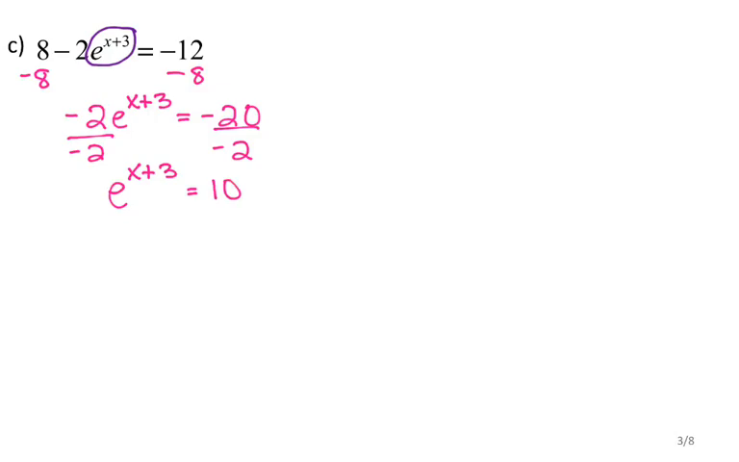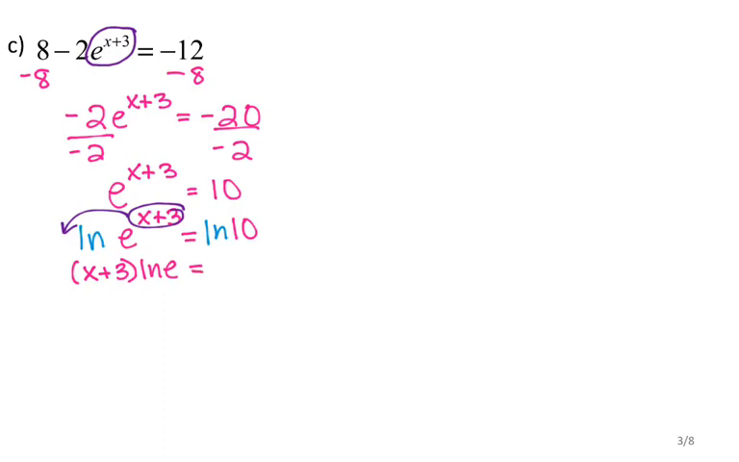Now from here, I do want to bring down the exponent, but I'm not actually going to use a regular log. Instead, I'm going to use a natural log. So I am going to take the natural log of both sides, instead of a regular log. And here's why I am doing that. Because natural log has a base of e. I'm going to bring down my exponent, so I have x plus 3 times natural log of e equals natural log of 10. Now, natural log of e is equal to 1. So what I have is x plus 3 equals natural log of 10.